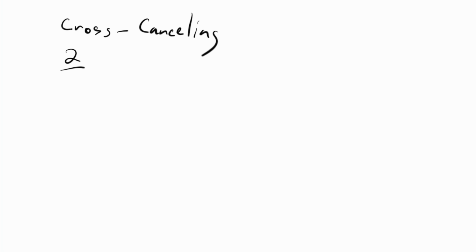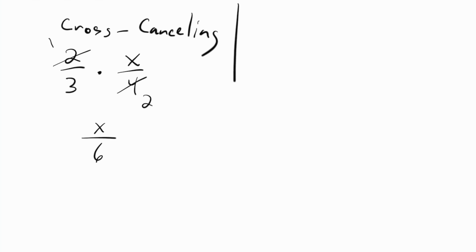Let's keep moving on, because a lot of people get cross-canceling confused with cross-multiplying. Cross-canceling, again, is like that simple problem we did at the beginning: 2/3 times x over 4. We go, well, 2 goes into 2 once, 2 goes into 4 twice. We multiply straight across. 1 times x is x, and 3 times 2 is 6. That's cross-canceling.